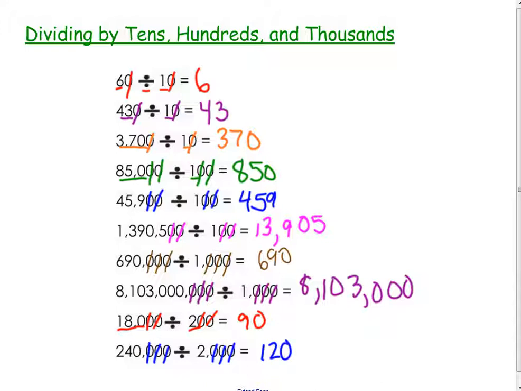And there you have it. That is how to divide by tens, hundreds, and thousands.